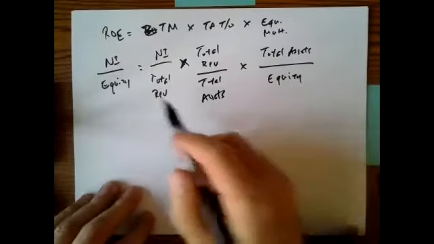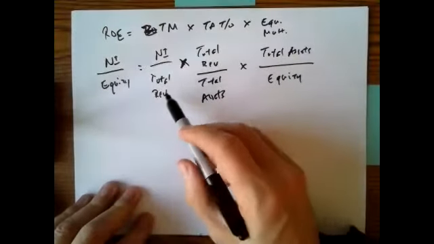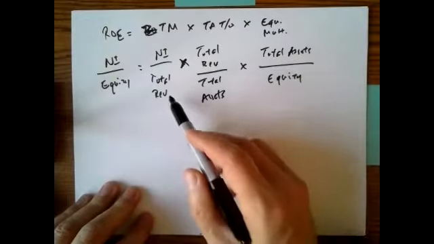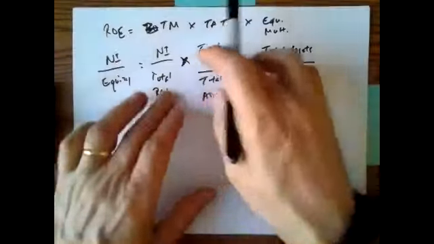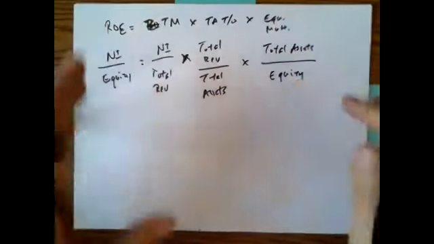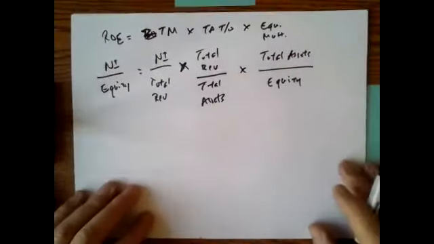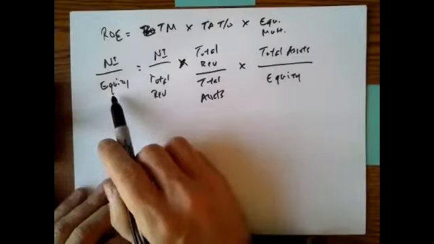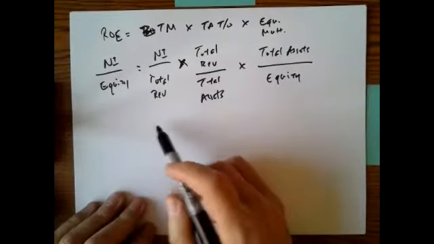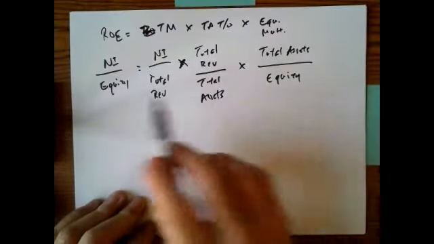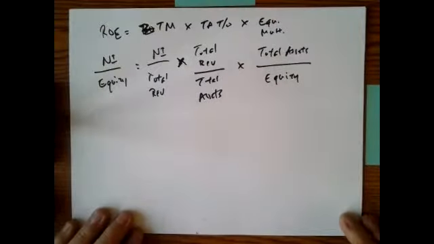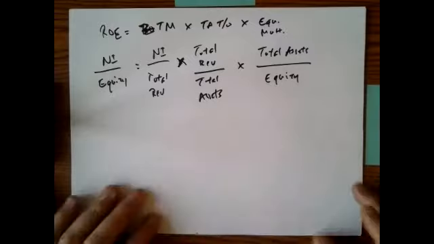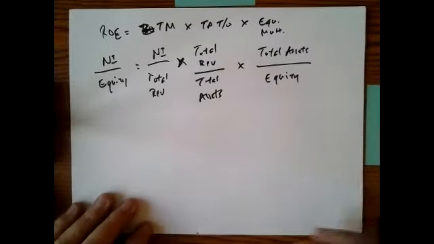And again, you can see that I could do a series of cancellations, right? Total revenue, total assets, I could cancel, and I'd have net income over equity. And that would equal this, right? So this is an identity. But it's useful to be able to look at each of these four ratios because they each tell us something a little different about the organization.